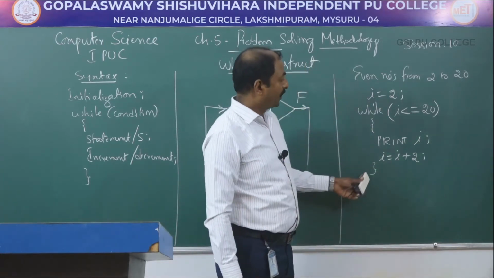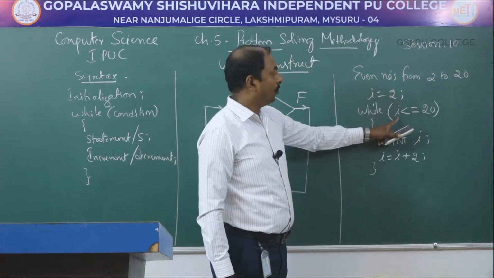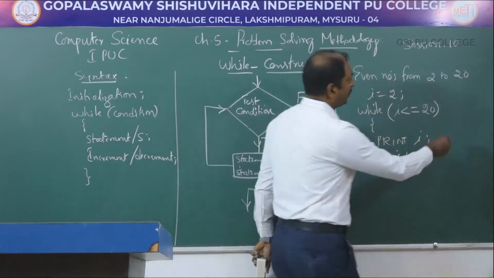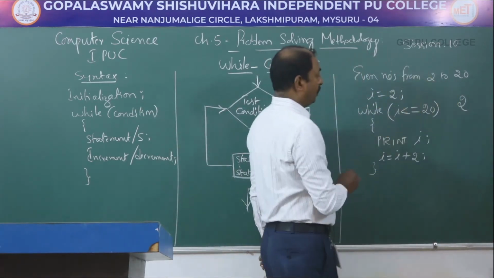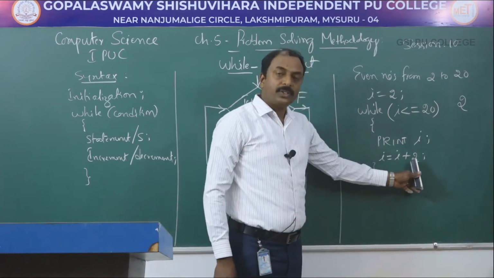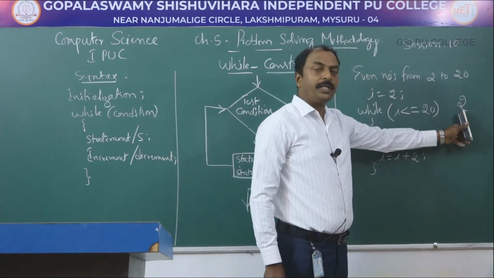Here is how it works now. I equals 2 at the beginning, so it enters the loop. 2 is less than 20, it is true, print I, it prints the value of I as 2. Next, because of this statement, I equals I plus 2, because after this I would like to print 4.